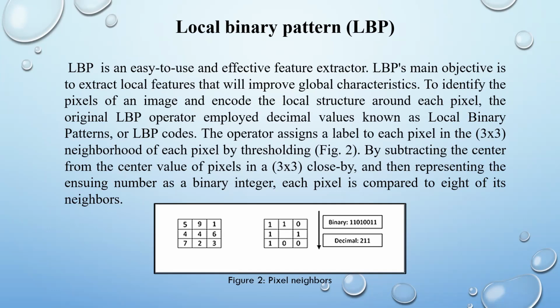The original local binary pattern operator employed decimal values known as local binary pattern or LBP codes. The operator assigned a label to each pixel in the 3x3 neighborhood of each pixel, as shown in figure 2, by subtracting the center value from the pixel values in the 3x3 neighborhood and then representing the resulting number as a binary integer. Each pixel is compared to 8 of its neighbors.